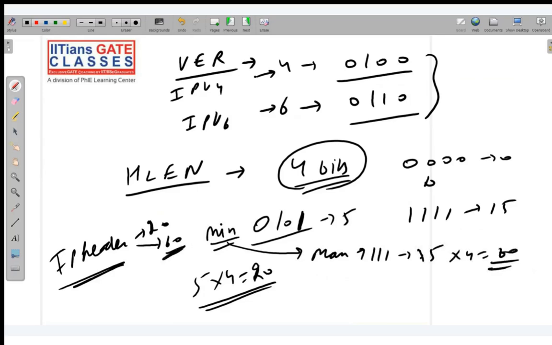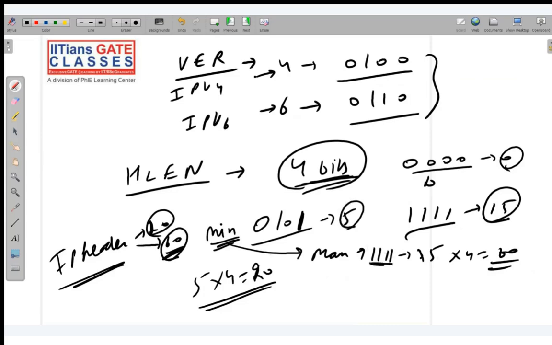Are you getting it? So the header length field is of 4 bits, 4 zeros to 4 ones, so 0 to 15. But header length minimum is 20, maximum 60. So what we will say, minimum header length is 0101, that is 5. Maximum it can go till 4 ones, 4 ones means 15. That is 15 into 4, that is 60. So our work is over. 20 to 60.